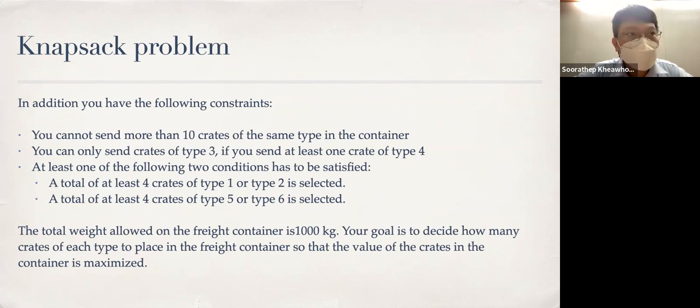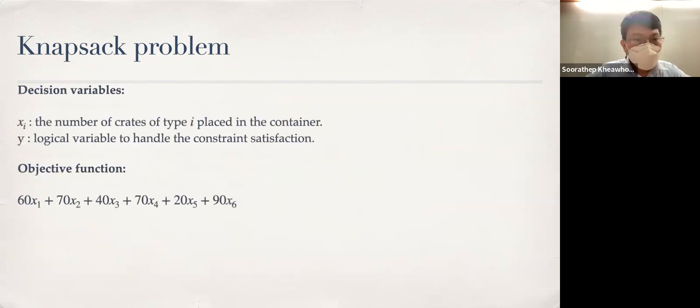You have a constraint on weight, and you want to maximize the value. Besides that, you have 3 constraints. So what do we want to do? What are our decision variables? The number of crates for each type, right?